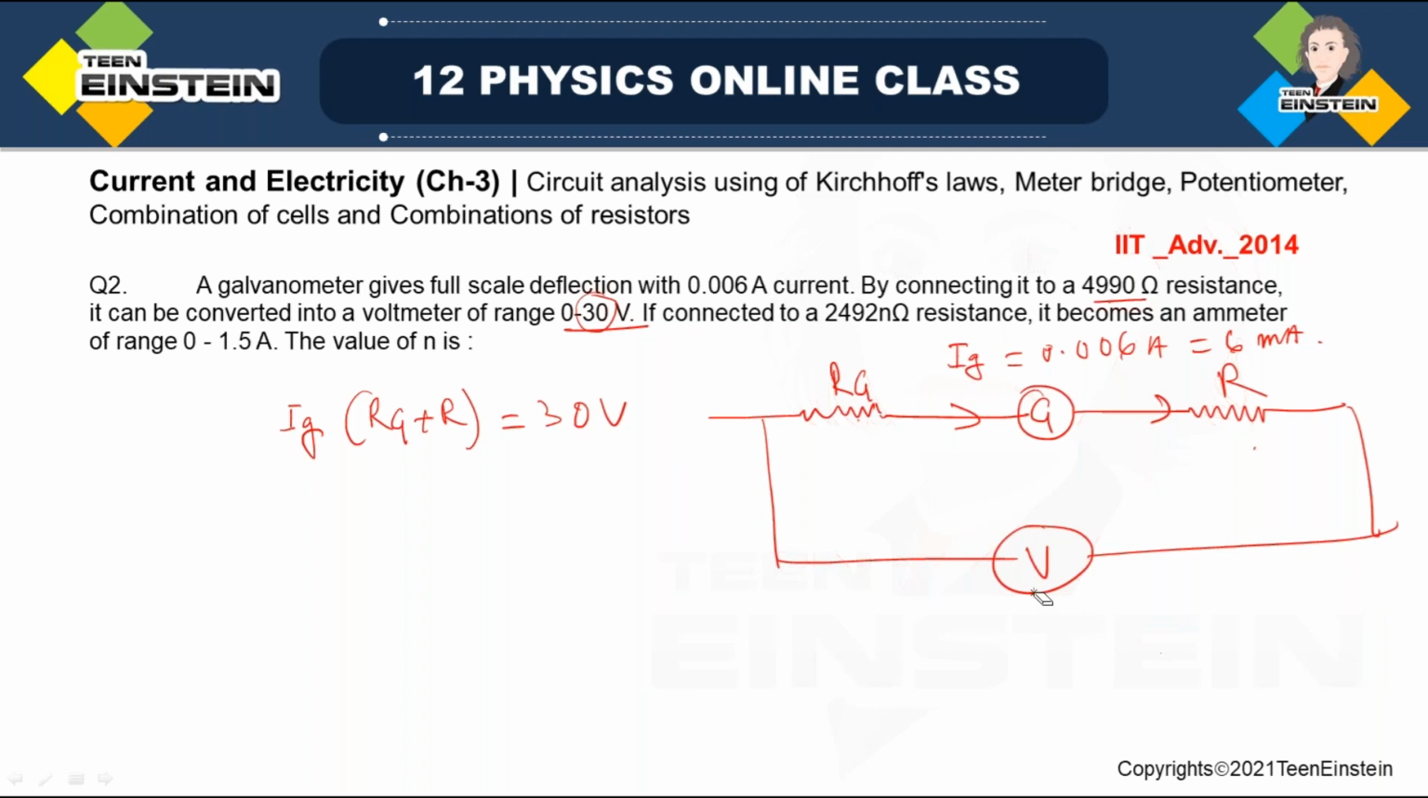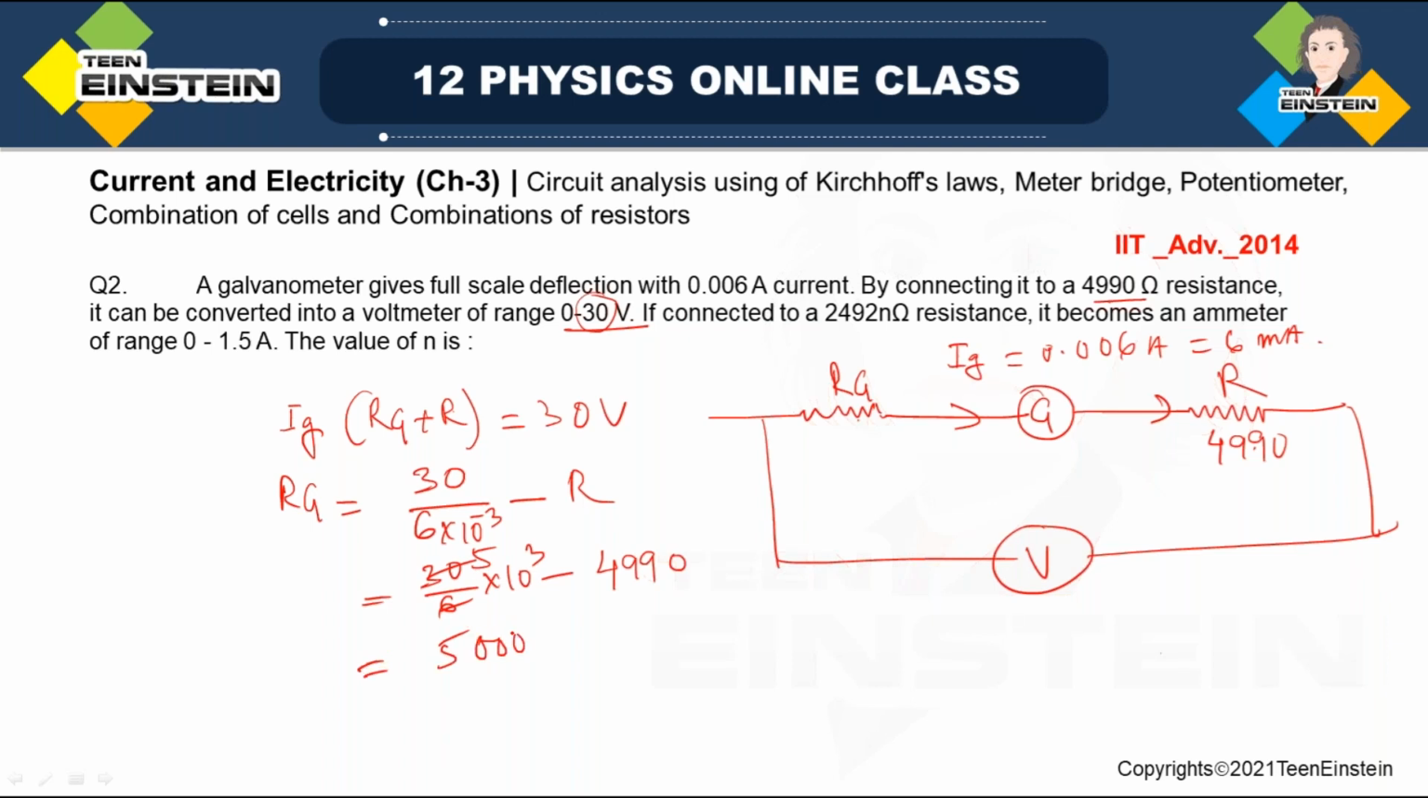From here, since we know R is given as 4990, we can find out Rg. Let us find out what Rg is. Rg will be 30 volt by 6 milliampere, 6 into 10 to the power minus 3, minus R. So this is 30 by 6 into 10 to the power minus 3, which is 5000, minus 4990. This is in ohm. So we get Rg to be 10 ohm. So the galvanometer has a resistance of 10 ohm.